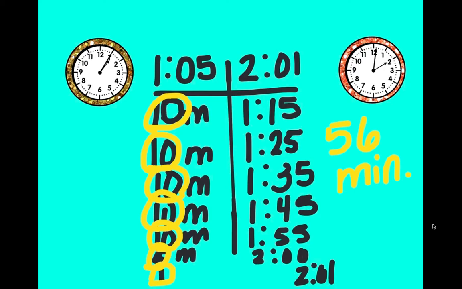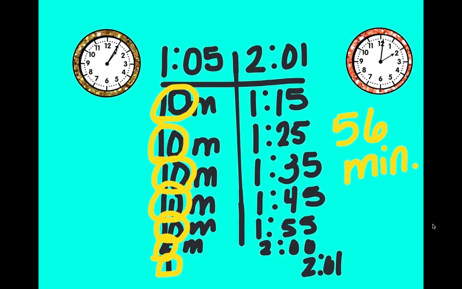Now, you can do these in increments of however many you want. So if you want, instead of it being 10 minutes, if you want to do this part in 5-minute increments, you can. If you're more comfortable doing it in 1-minute increments, you can. Whatever makes you comfortable when it comes to finding elapsed time.